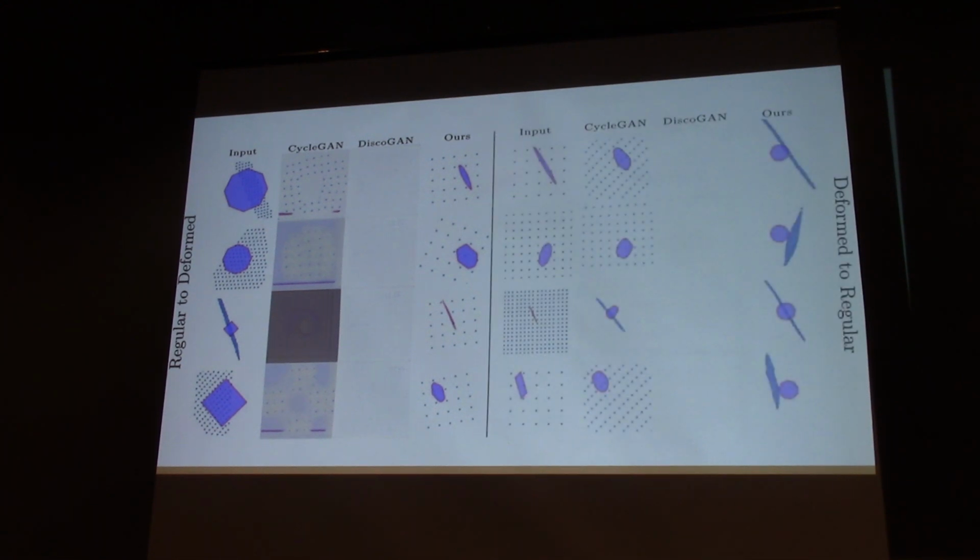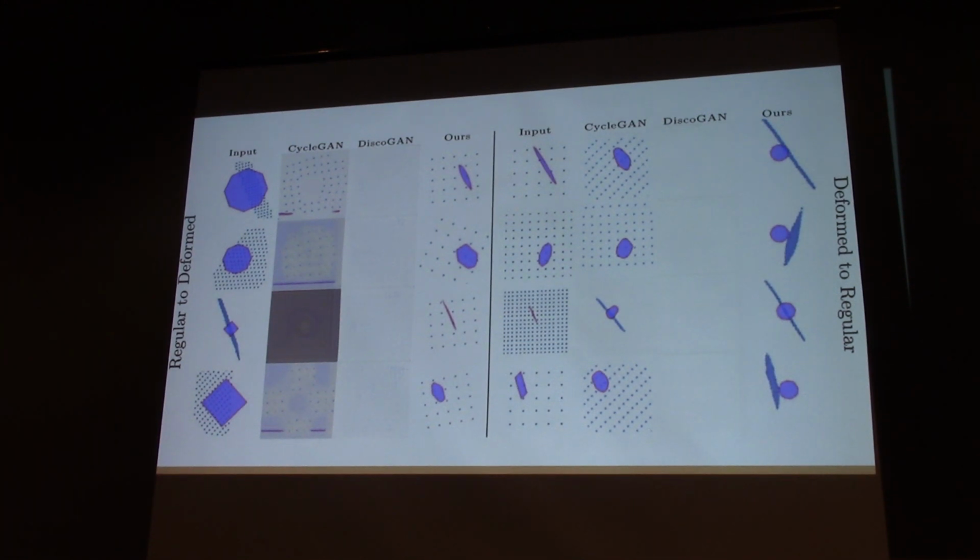Let's look at the other way around. Now here's CycleGAN, the patch-based loss has managed to reproduce this dot pattern. But it's not the right dot pattern. Here we want the transformed dot pattern.